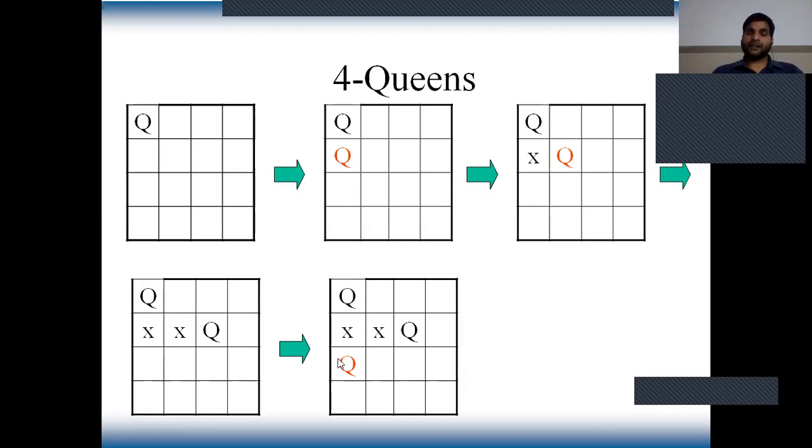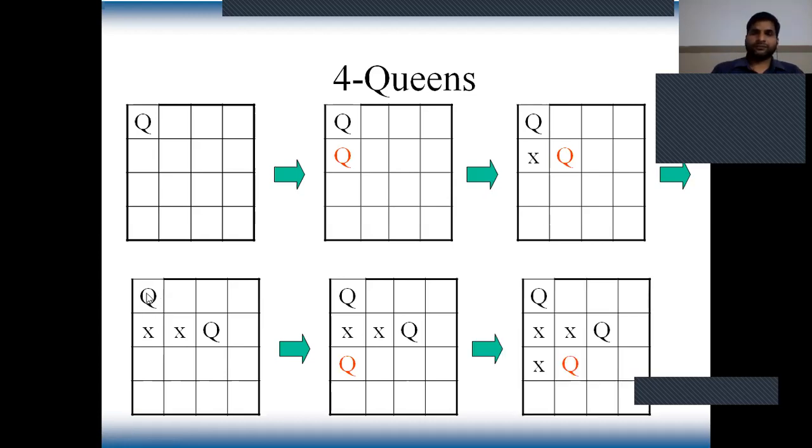Now, for the next queen in the third row, we cannot place it in the first column because a queen is already placed there. We cannot place it in the second column because the second row queen attacks diagonally. So the third queen cannot be placed in the third column or the fourth column. So we cannot find a solution by placing the queen in the first column and first row.